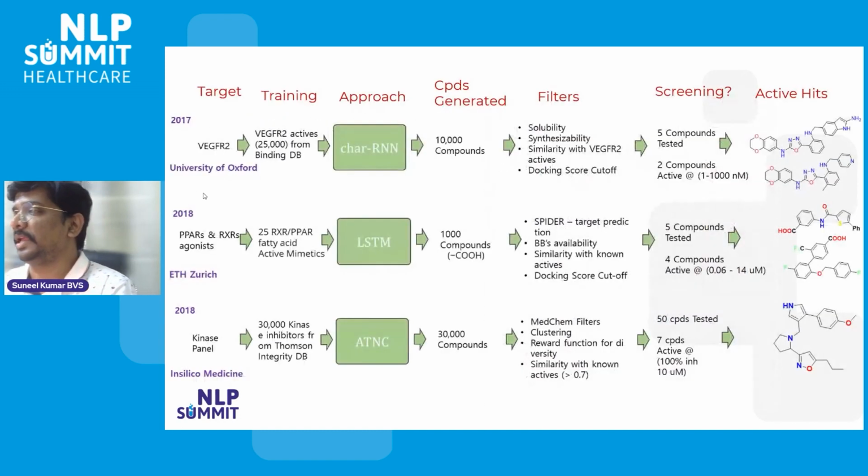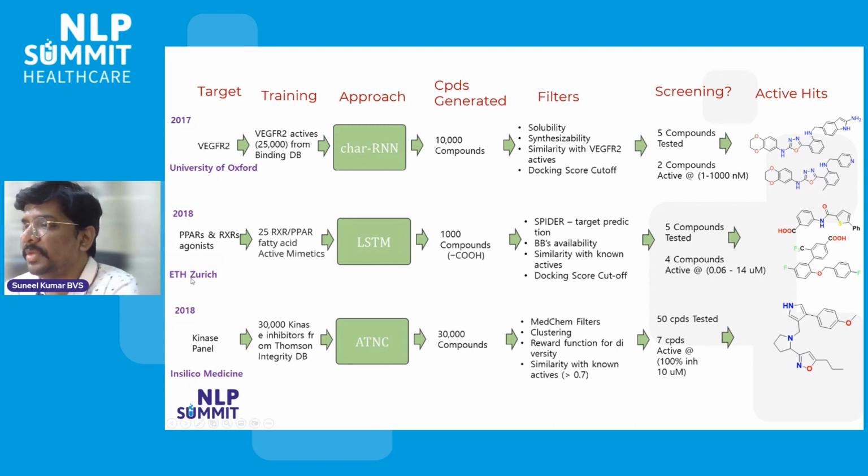Let's see some of the techniques that have been proposed, some of the success stories. The first success story is from the University of Oxford. They took VEGFR as a biological target, and then they did a binding database search to identify the known chemical space, or the known molecules that are reported against the target. They used a character-based RNN and generated 10,000 compounds. They applied a lot of filters like solubility, synthesizability, and similarity, and they selected 5 compounds to prove their proof of concept. Out of 5, 2 compounds are active.